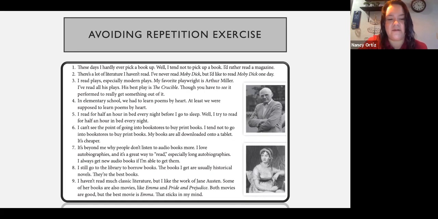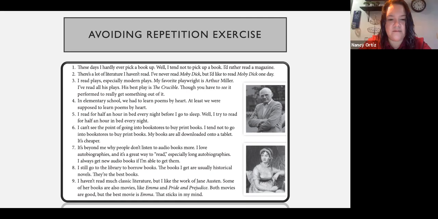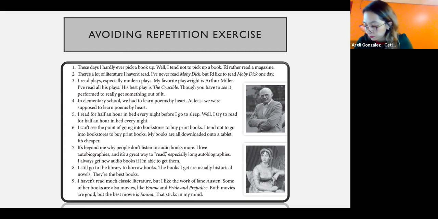Areli, next one. That's number 8. I still go to the library to borrow books. The ones I get are usually historical novels. They are the best ones. Correct. Very good. Ale, next one.